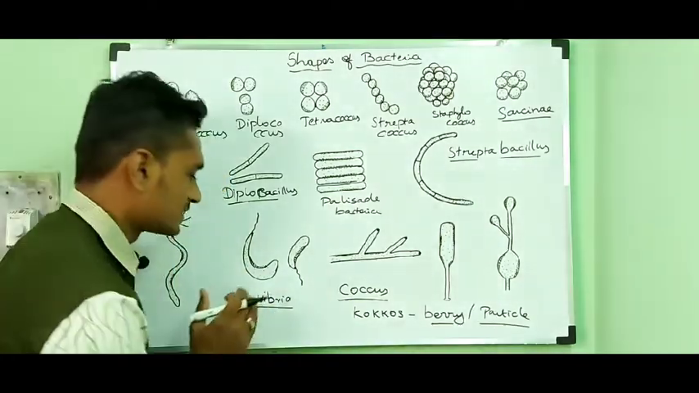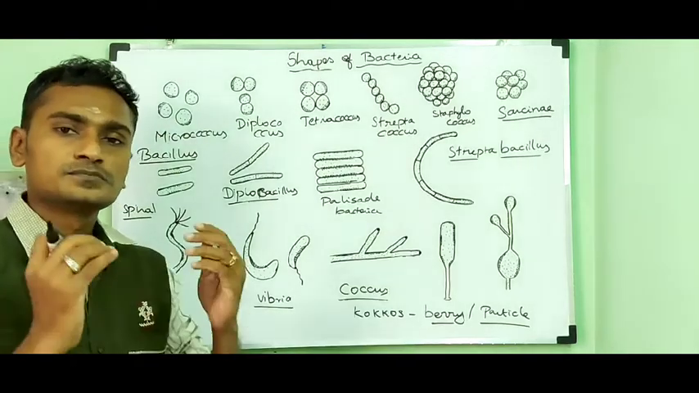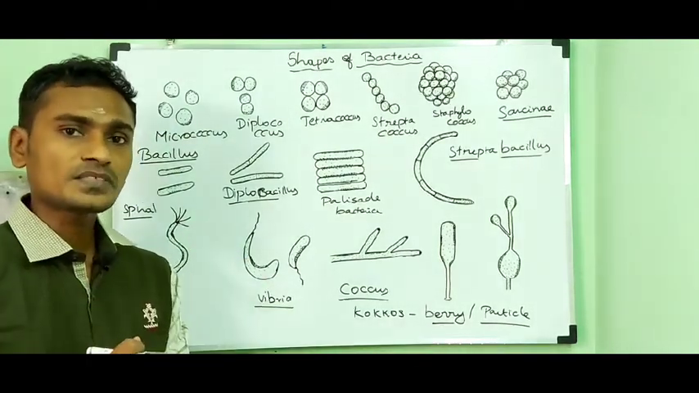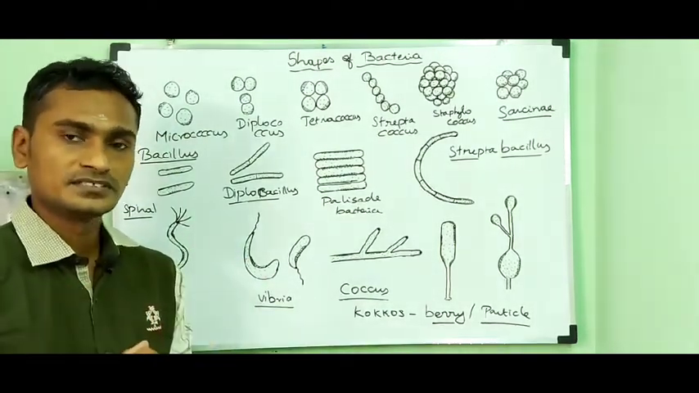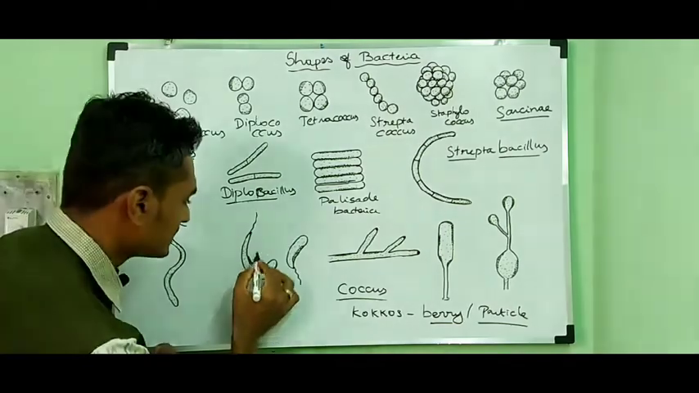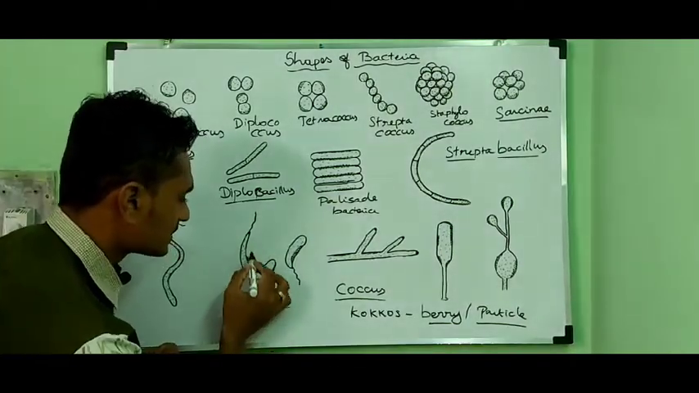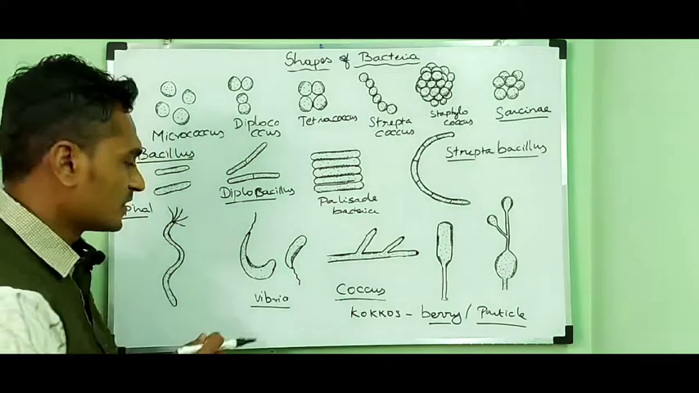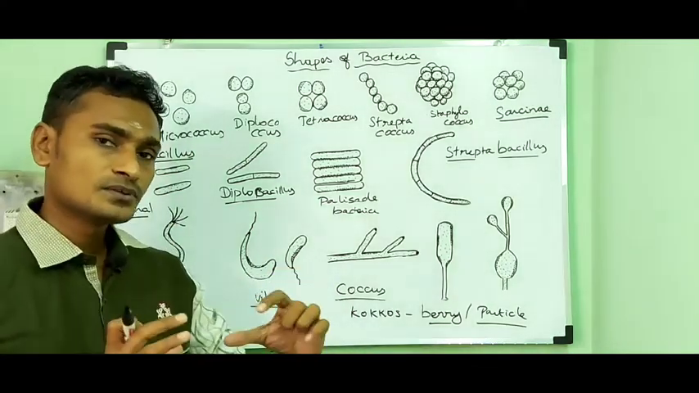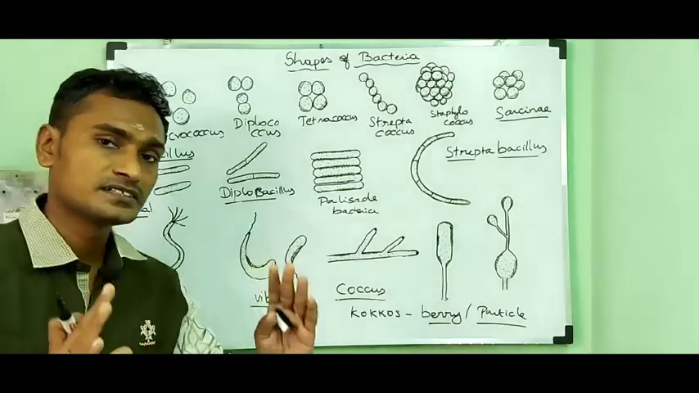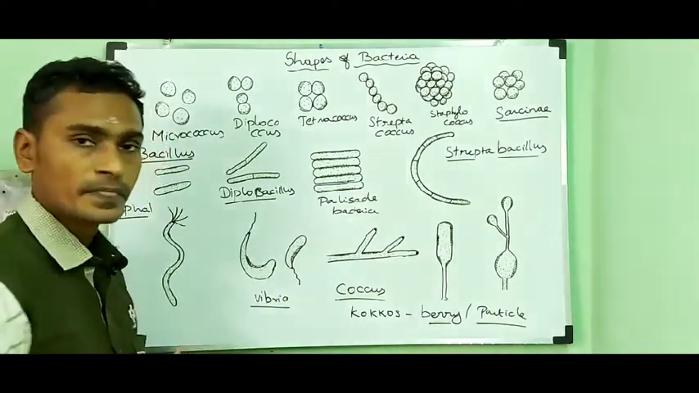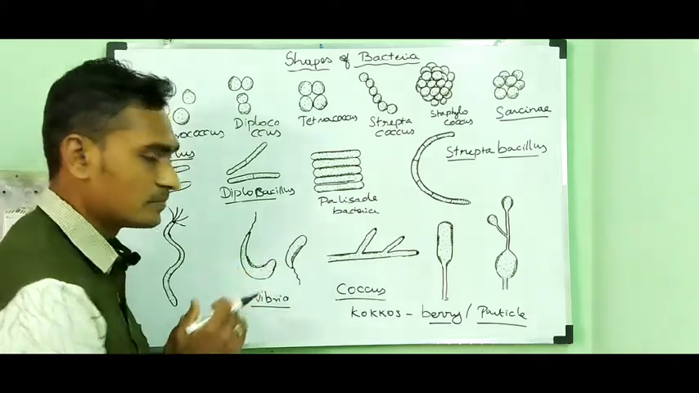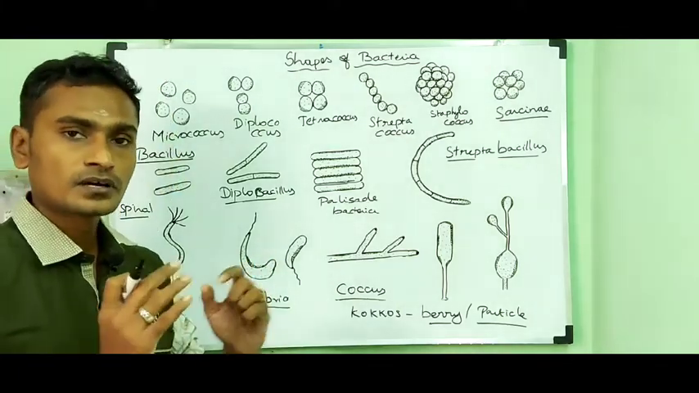Actually, Vibrio bacteria are rod or spherical in shape, and they contain a singleton. So if a bacteria looks like a comma shape, that bacteria is called a Vibrio bacteria. An example for Vibrio bacteria is Vibrio cholerae.